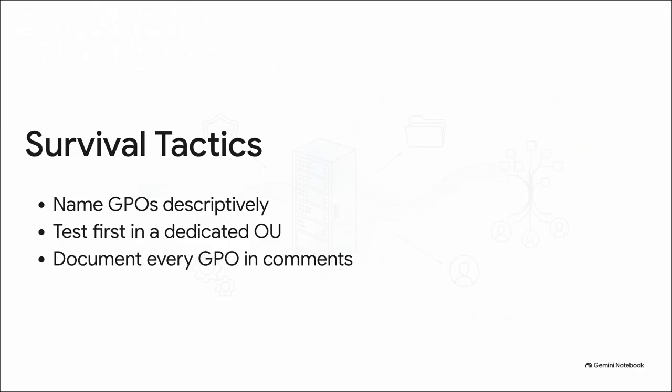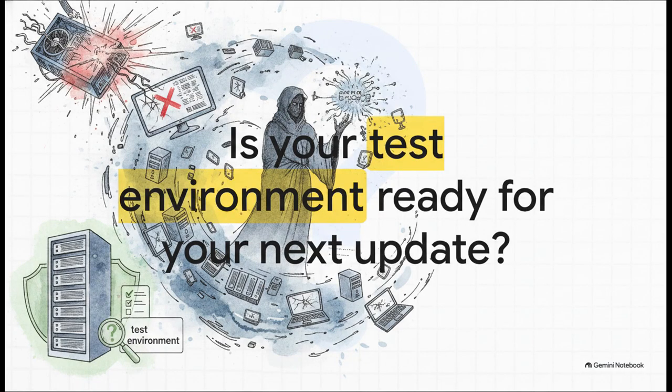So, we'll leave you with this final, somewhat terrifying thought to chew on. A poorly tested group policy object can quite literally break 1,000 PCs in 90 minutes or less. It is an immense amount of power at your fingertips. So, the question you have to ask yourself today is, is your test environment truly ready for your next policy update? Master this tool, but use it responsibly.